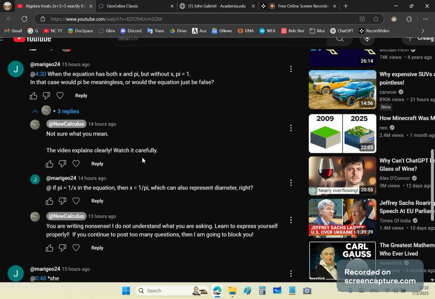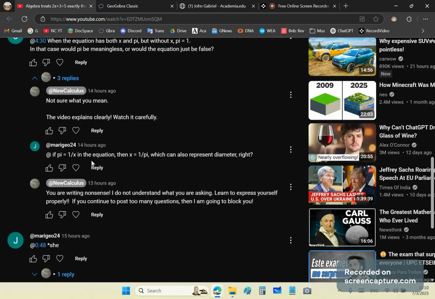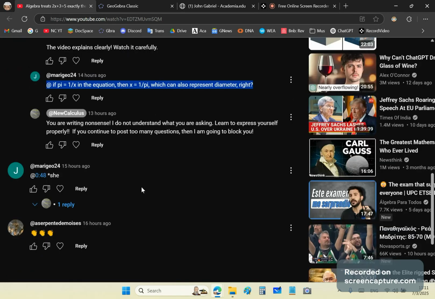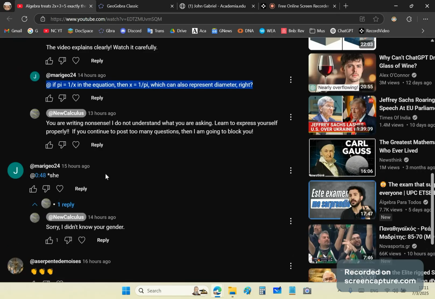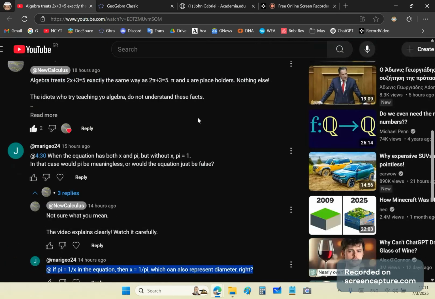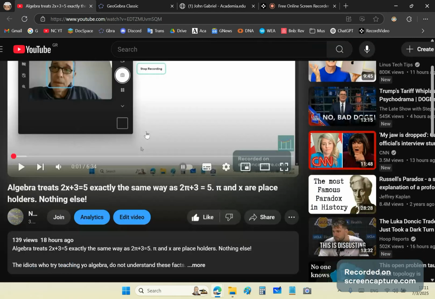So she says if pi is equal to 1 over x in the equation, then x is equal to 1 over pi, which can also represent diameter. I've no idea what she was talking about there. So probably the problem is she didn't really understand what I was saying. So let me try and explain again why algebra treats these exactly the same way.